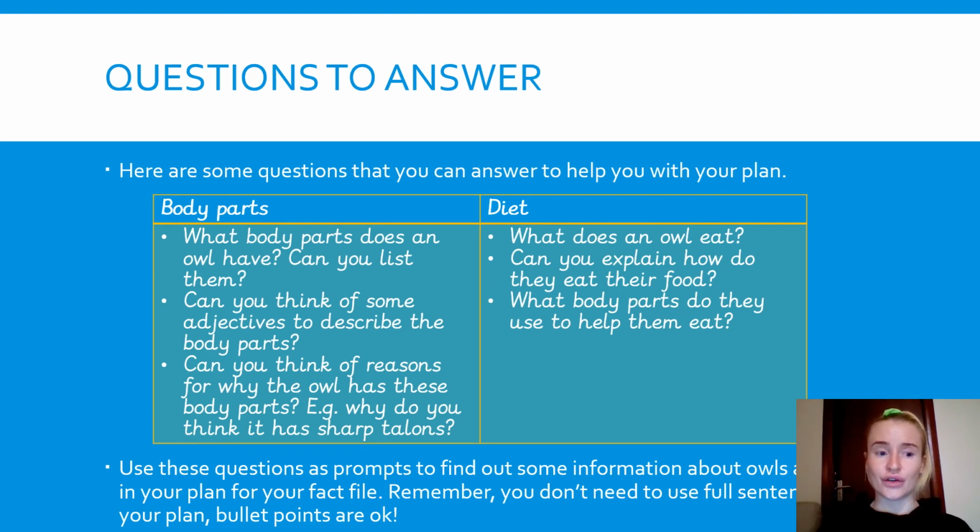And then use the plan that you wrote yesterday, and just use some bullet points and put some information underneath each of your subtitles. Remember, this is just your plan, so you don't need to write full sentences. For example, with the body parts, you don't need to write an owl has wings. You could just write wings, and then you will know when you look at that plan that an owl has wings, and when you come to write your fact file, you'll develop it into full sentences then.